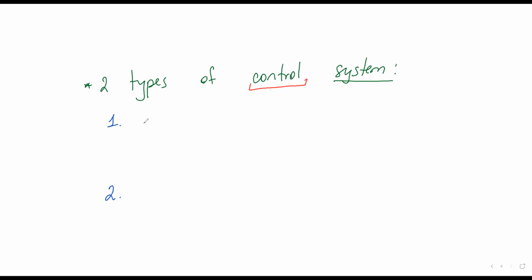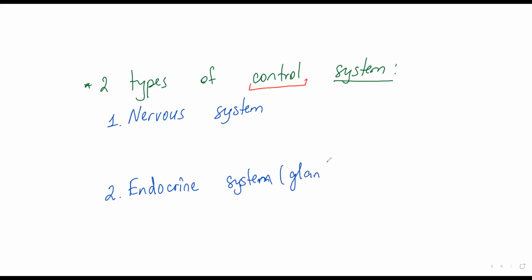Do you have any idea what these two systems are, guys? The nervous system. Yes, one of them is the nervous system. And what's the second one? Okay, the nervous system, and the second one is the endocrine system, or hormones. The system which produces hormones is known as the endocrine system. So the endocrine system contains special glands which produce hormones. They are related with hormones, guys.